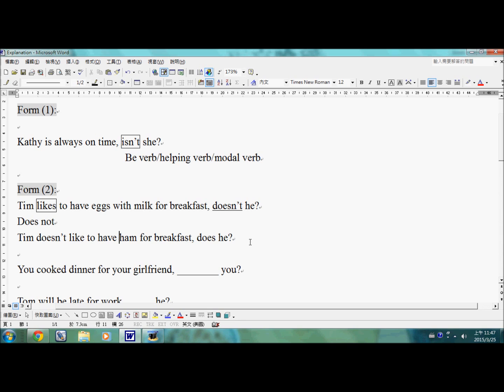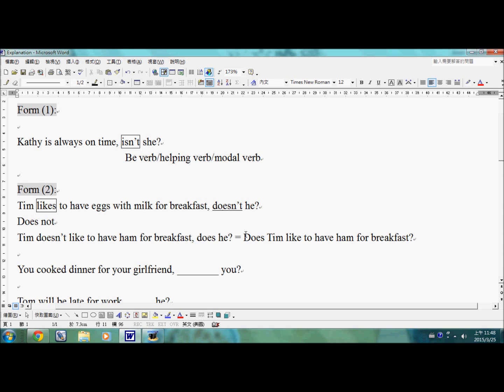I know that he doesn't like to have ham for breakfast. But if I raise my tone at the end of a sentence like this, Tim doesn't like to have ham for breakfast, does he? It's a real question. I honestly do not know that. It's kind of like, if I raise my tone at the end saying does he, it's kind of like saying, does Tim like to have ham for breakfast? Because I honestly don't know.